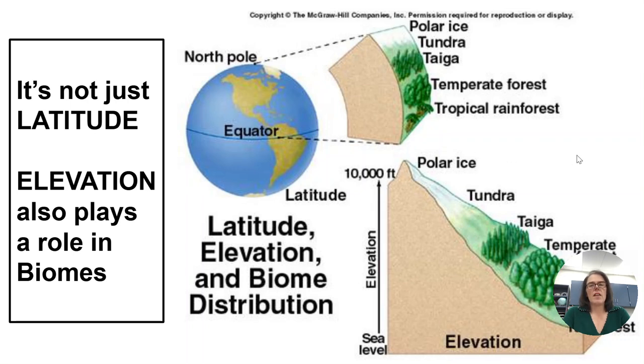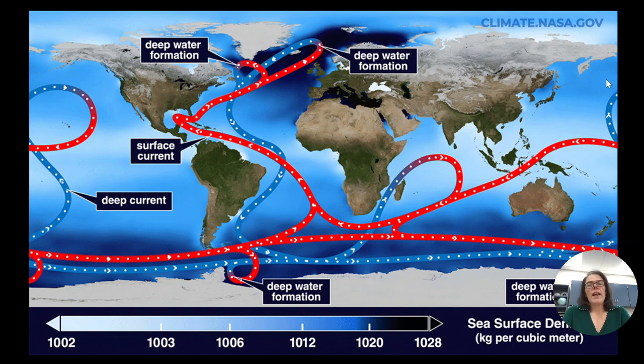So that is another, but this is true all over the world. It's just nice to see it in Hawaii, where you can go from one extreme to the other in a very short distance. So you can always think about elevation as also playing a role in terms of what biomes are present. All right, and now ocean currents.